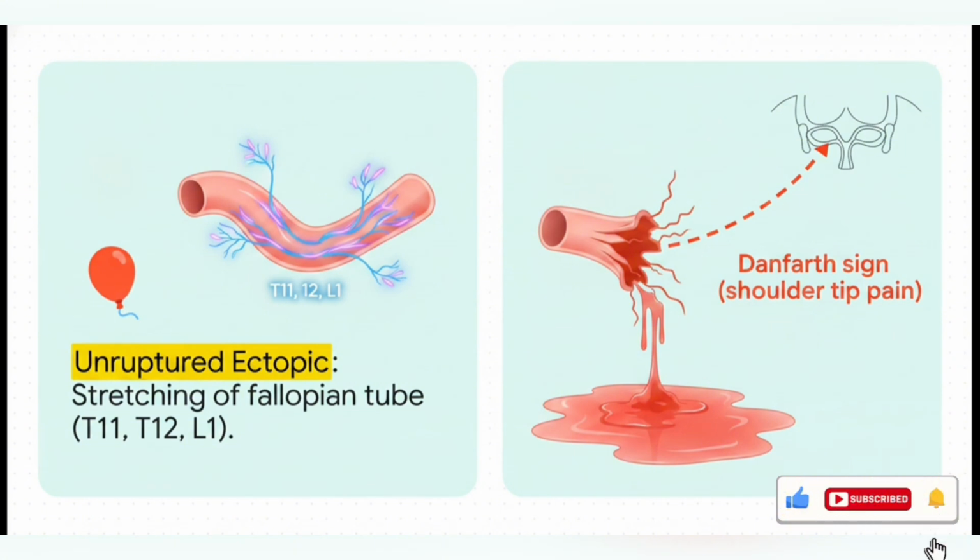In an unruptured ectopic, the pain is purely just from the physical stretching of the fallopian tube, and that pain signal is transmitted via spinal nerves T11, T12, and L1. But once it ruptures, oh boy, there is massive hemoperitoneum. Blood rapidly fills the abdomen. This causes generalized mid or upper abdominal pain. You will likely see the Danforth sign, which is shoulder tip pain because all that free blood is irritating the diaphragm. Plus, gravity pulls that blood down to pool in the pouch of Douglas, which presses directly on the rectum, causing a severe urge to defecate. That is pure clinical gold right there.